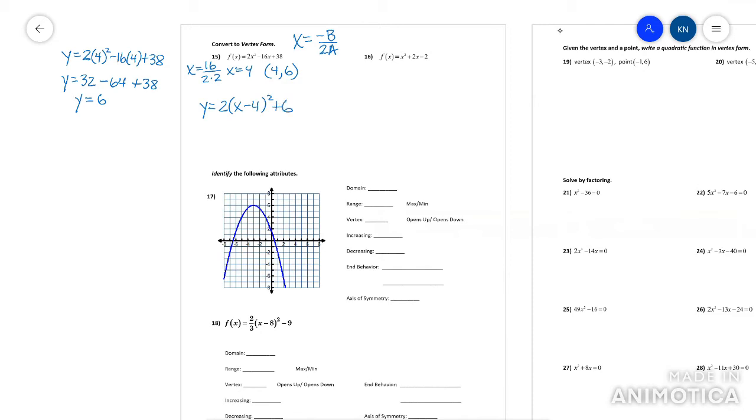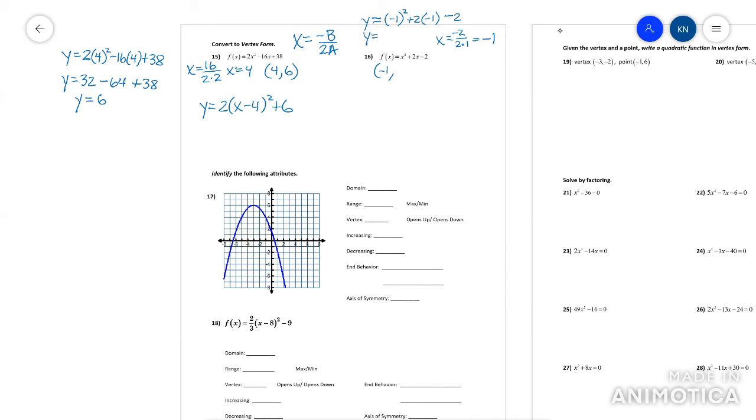The next one, same thing. You're going to have to run x equals negative b over 2a. When you do that, you're going to get negative 2 over 2 times 1, which is going to have a value of negative 1. That's the x value of your vertex. Plug it in to find the y value of your vertex. So that would look like this: negative 1 squared plus 2 times negative 1 minus 2.